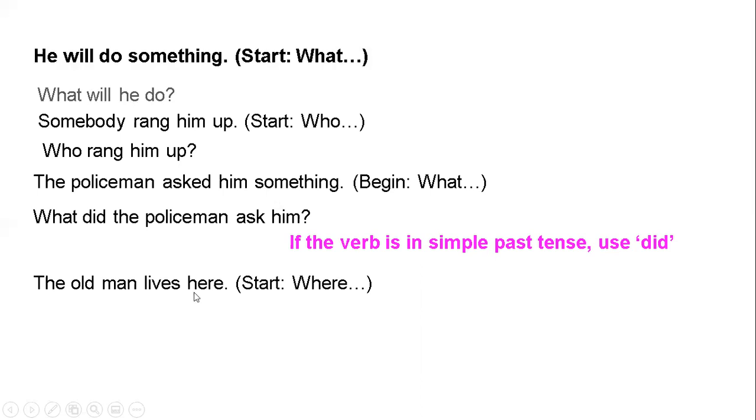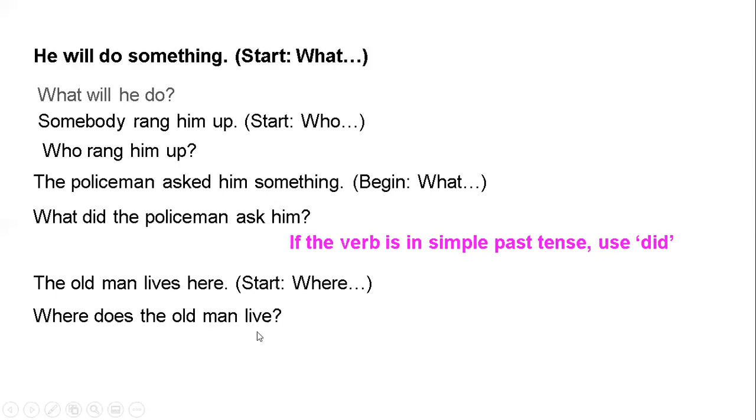The old man lives here. Start with where. First, think of your one word answer. Leave that word out. Look at the verb. Think of whether you're going to change the verb. Is it in present tense? Is it in past tense? Does it need to be changed? Do you need to use did or does or do? Are you going to interchange any of the words? I've gone through all these rules with you, so you should know. Okay? Are you going to use do, does, did? Let's see if you got it right.